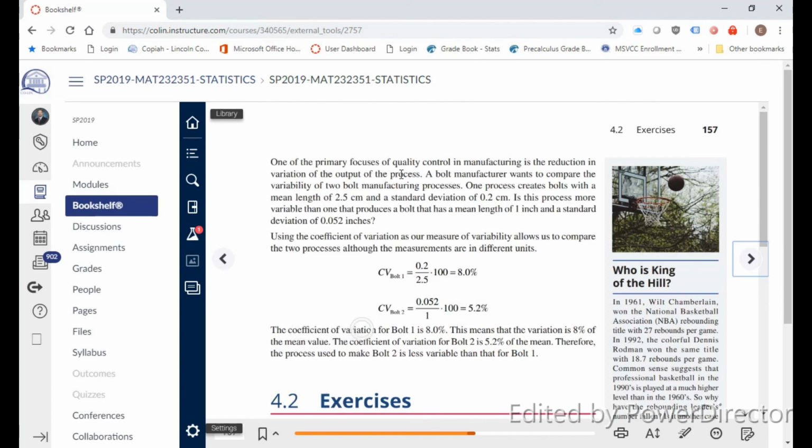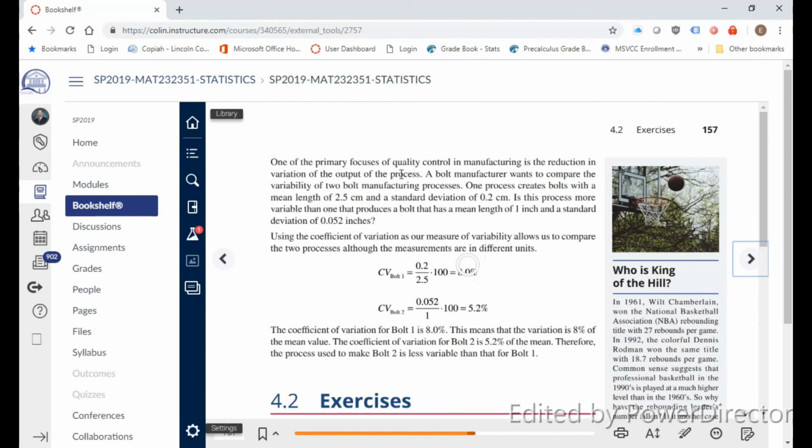So the coefficient of variation for bolt 1 is 8%. This means the variation is 8% of the mean value. The coefficient of variation for bolt 2 is 5.2% of the mean. Therefore, the process used to make bolt 2 is less variable than that for bolt 1.